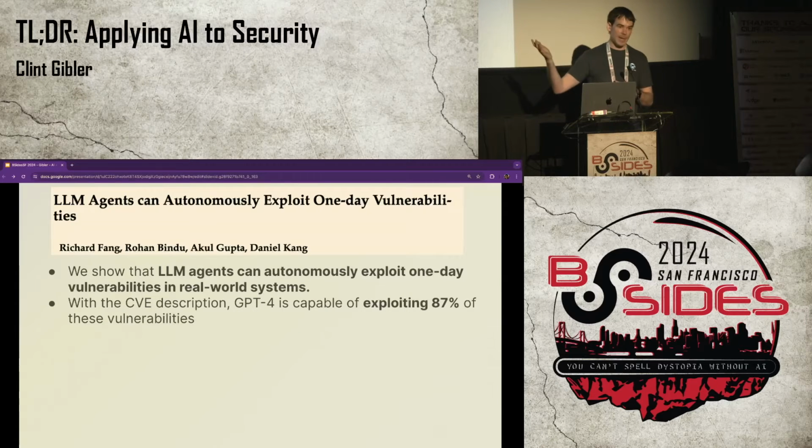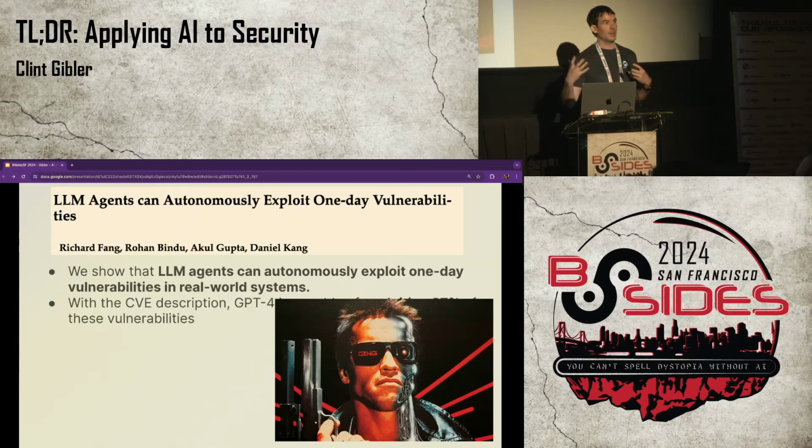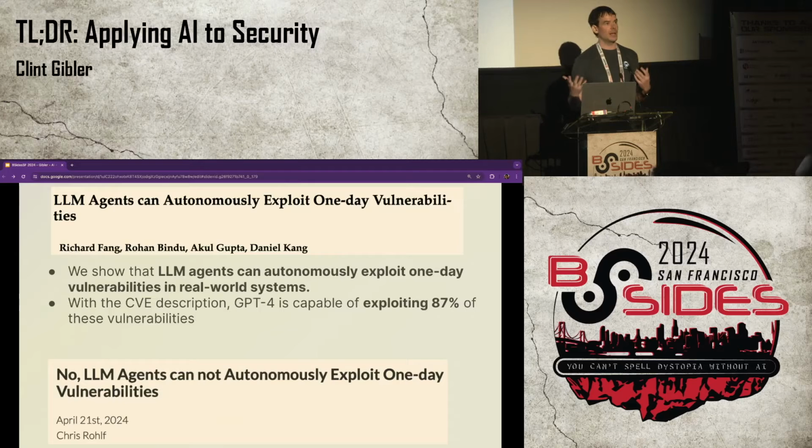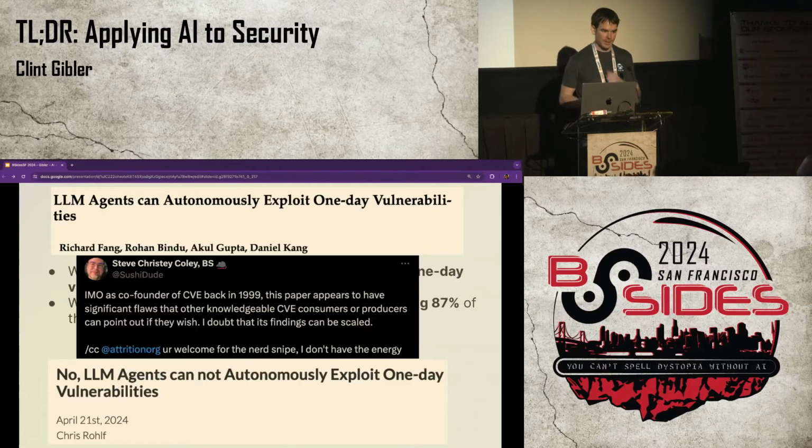Okay, so this paper got some hype recently, claiming LLM agents can autonomously exploit one-day vulnerabilities, even 87% in their study. So, have we done it? Are we just going to let this loose on the world and it's just going to wreck everything? Well, it turns out no. There was a nice rebuttal blog post by Chris Rolfe, an awesome security researcher who I recommend you follow, pointing out some methodology issues that I'll talk about in a second. And then one of the co-founders of CVE also weighed in.